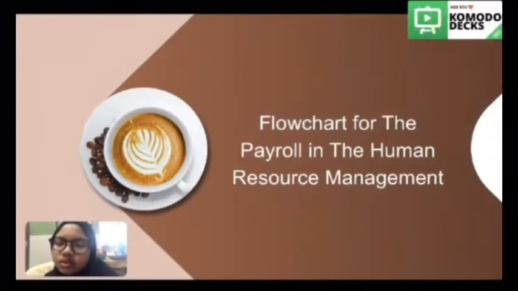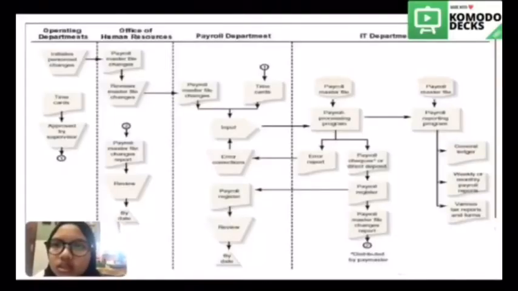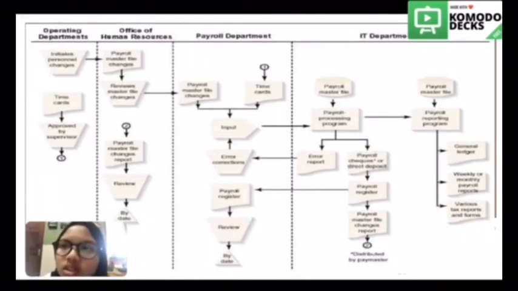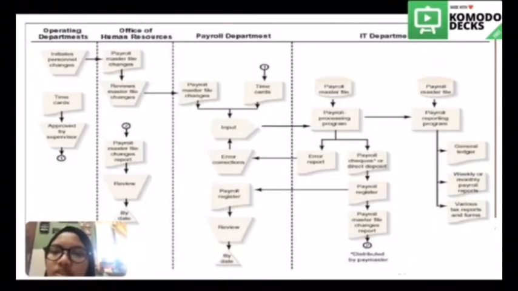Now we move on to the flow chart for the payroll in human resource management. Okay, this is the flow chart of the payroll. Usually it begins with an employee performing some job and then recording the time spent on the timesheet. The timesheet is approved by the supervisor before being forwarded to the payroll department. The payroll department consists of the payroll master file and changes and time card.